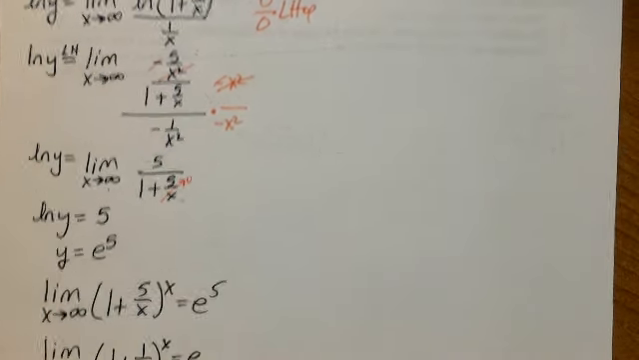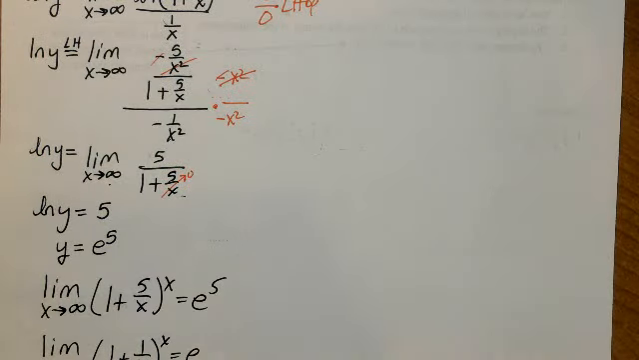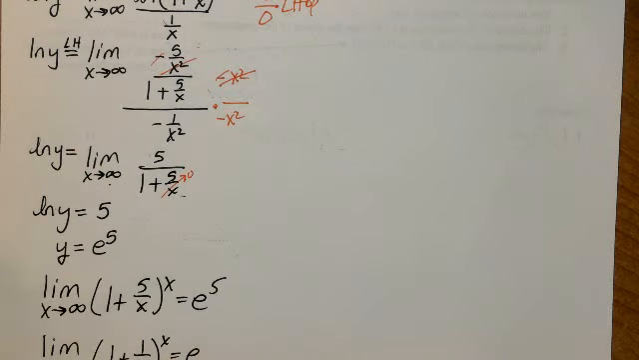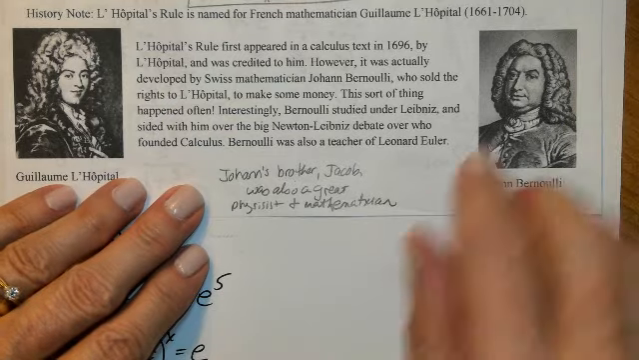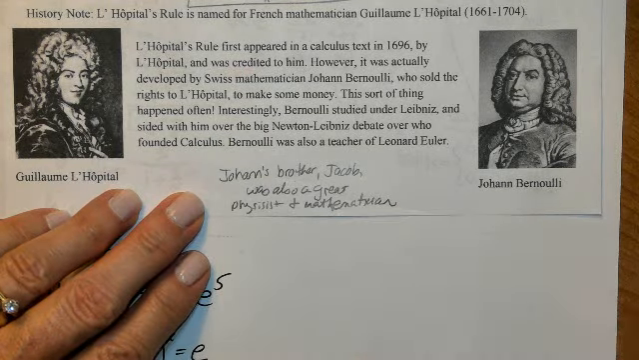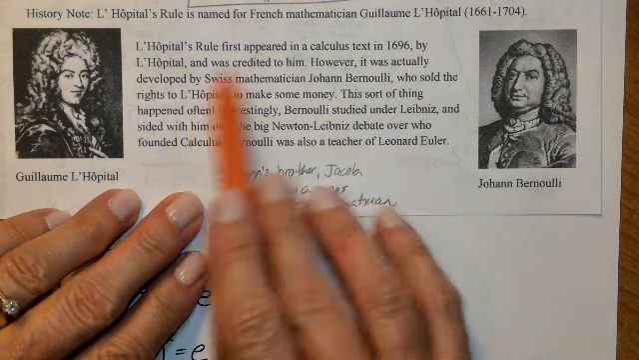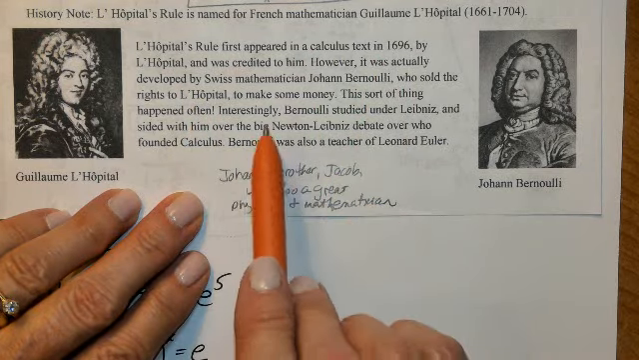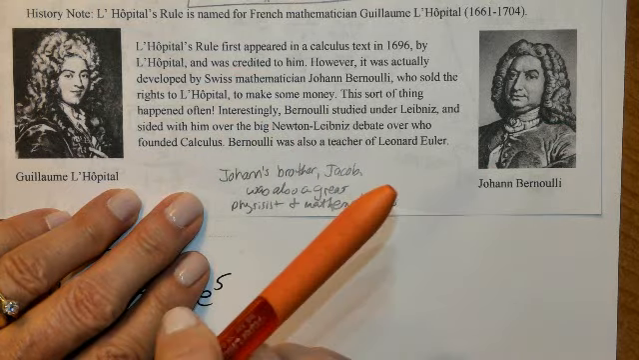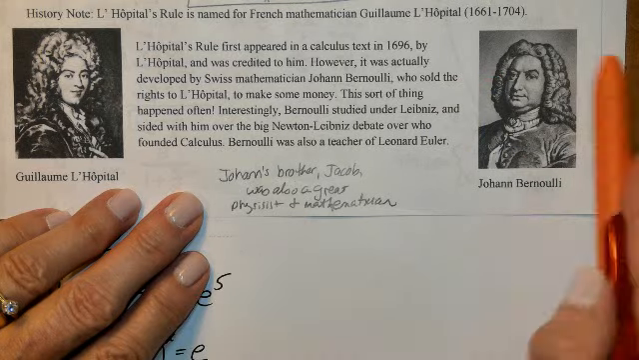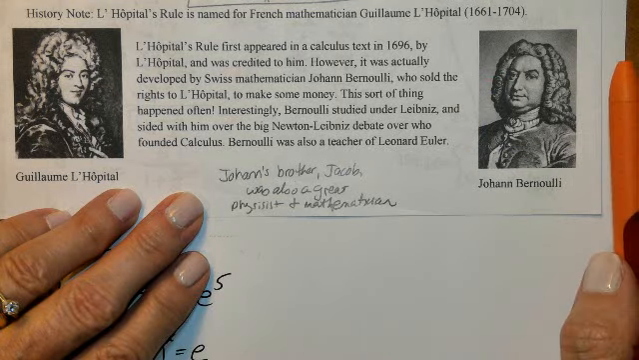All right. Okay, one more thing before I go. It's good to know this, and I have it in your notes, but in case you don't have the notes in front of you, L'Hopital, I like to put a little history note when I can. L'Hopital's rule first appeared in a calculus textbook in 1696, and that was by L'Hopital, and it was credited to him. However, it was actually developed by one of the Bernoulli brothers, Johann, who sold the rights to L'Hopital to make some money. Okay? Sort of thing happened a lot.